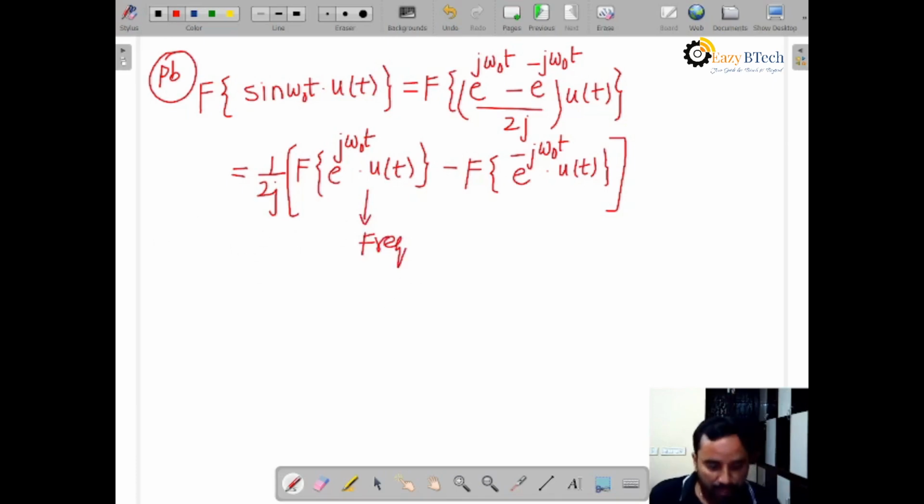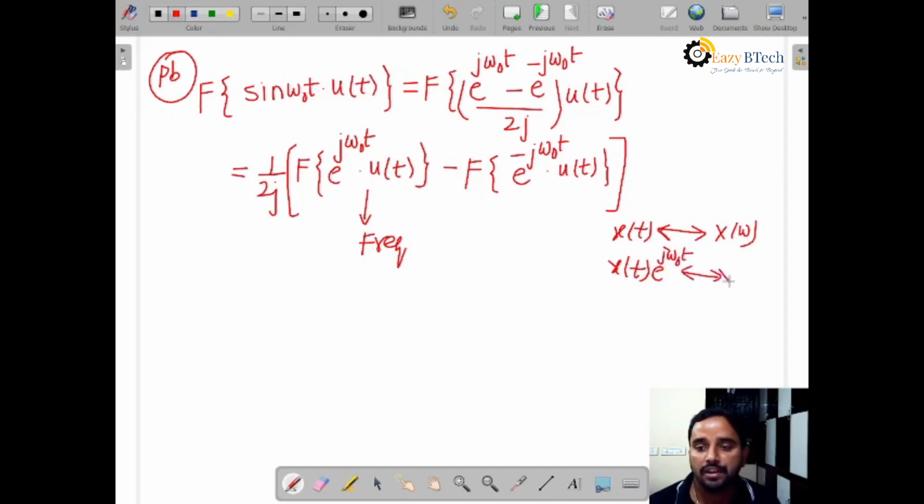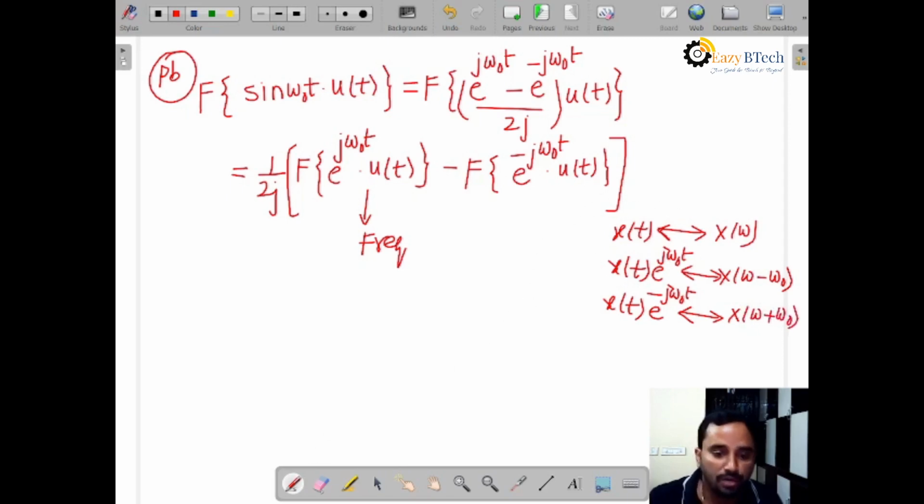So for the frequency shifting property, first I write the definition here, then we follow that property. What is the definition saying? If x of t has Fourier transform x of omega, then x of t multiplied by e to the power j omega naught t gives x of omega minus omega naught, and x of t multiplied by e to the power minus j omega naught t gives x of omega plus omega naught. Right or not? This is the frequency shifting property. Now in the place of x of t, we have u of t.